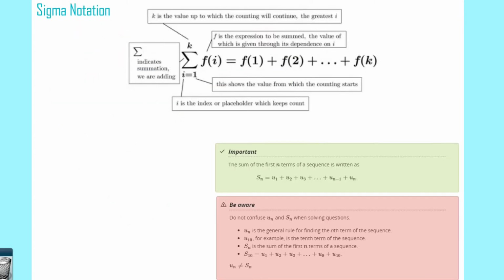Alright, sigma notation. I'd pause it and write this stuff down. Basically, when you have this big old E, it's a shorthand way of writing out your sequence. This is your nth term, however you get your nth term, whatever equation you use is right here.